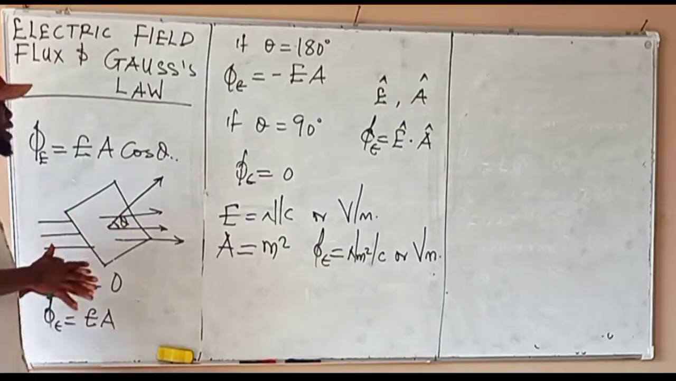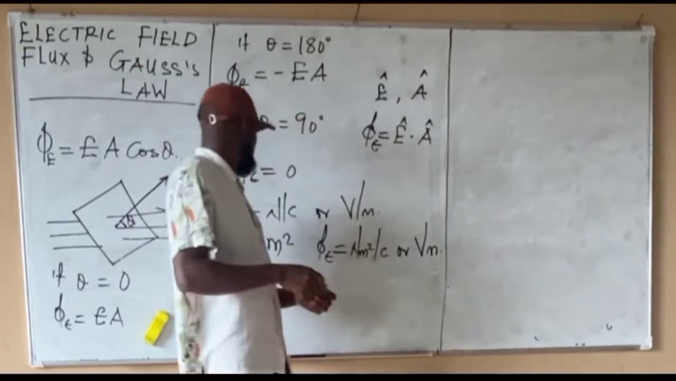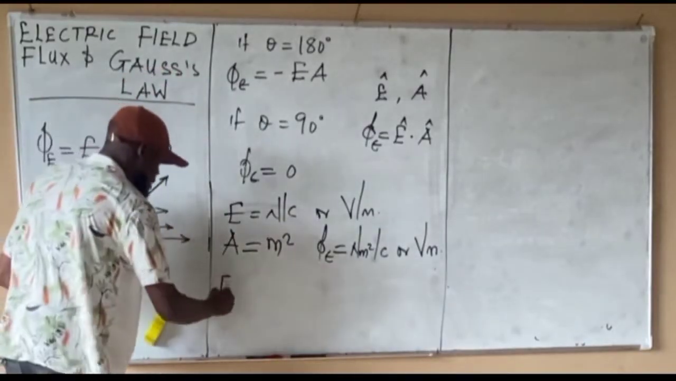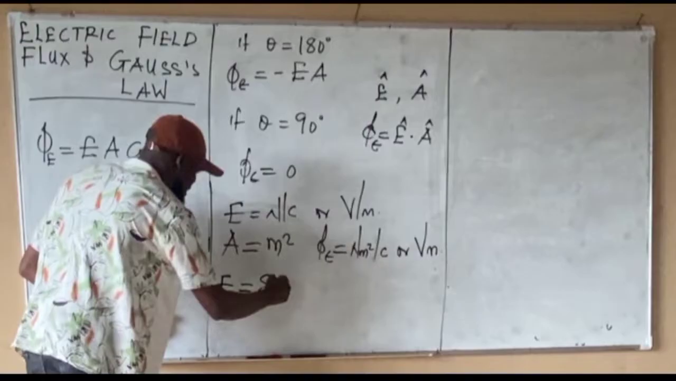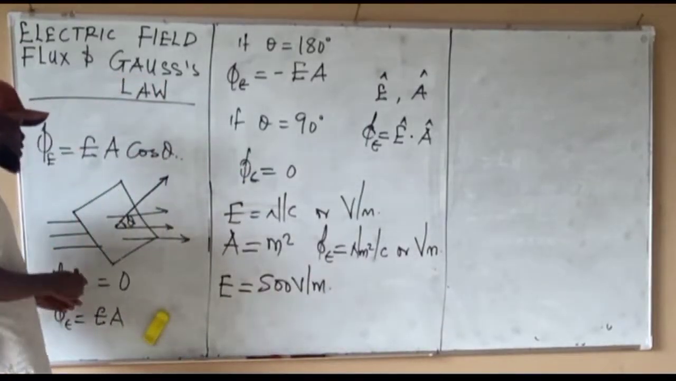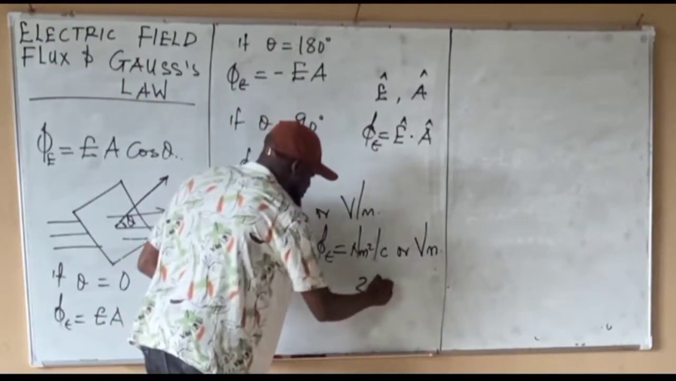Now, let's look at a few examples. Okay, now let's look at this question. An electric field of 500 volts per meter makes an angle of 30 degrees.